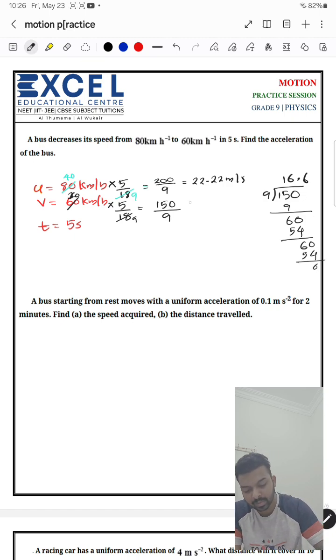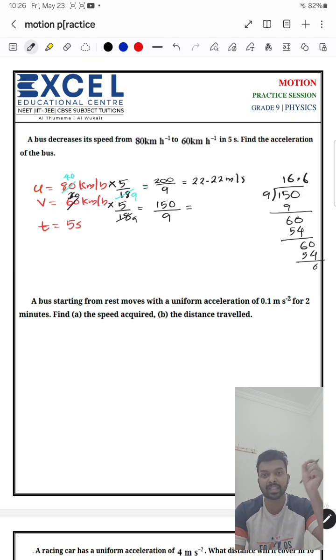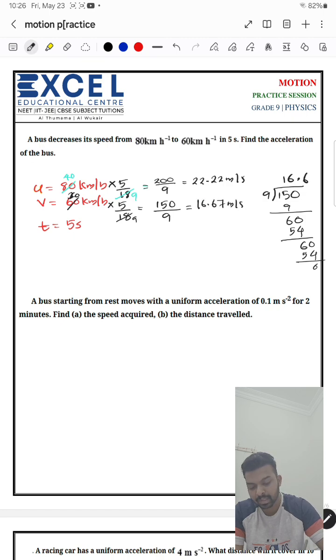So we understood that it will be 16.6 bar. Since the next digit is greater than 5, you can take it as 16.67 meter per second. Clear? Now it is okay. Now you can go further.